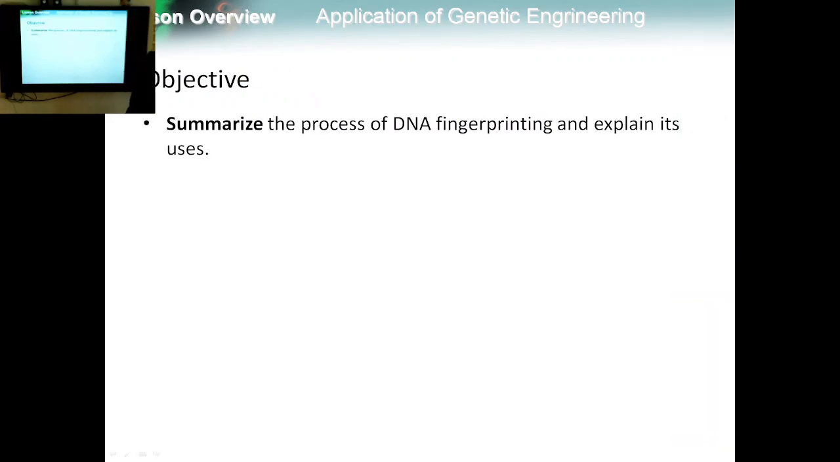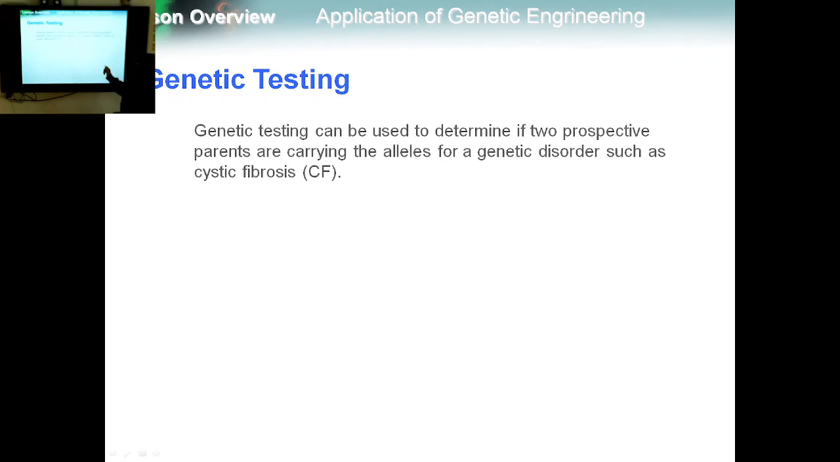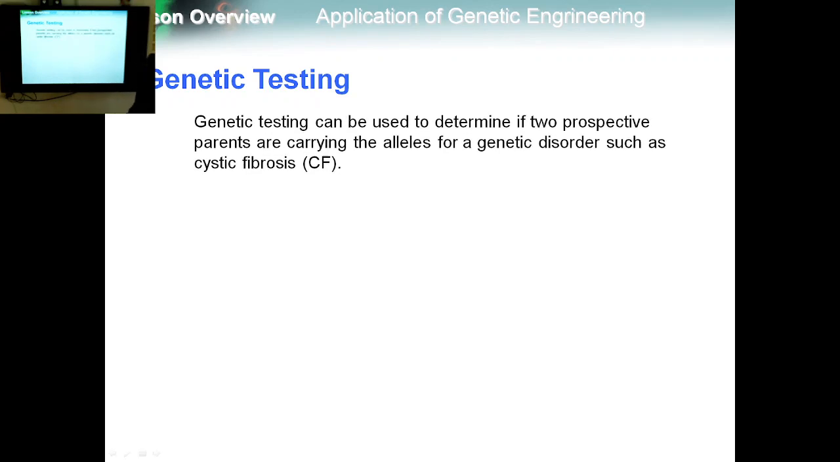to summarize the process of DNA fingerprinting and explain its uses. Okay, so in the beginning we need to study the genetic testing procedure. What do you mean by genetic testing? Genetic testing can be used to determine if two prospective parents are carrying the alleles for a genetic disorder like cystic fibrosis.